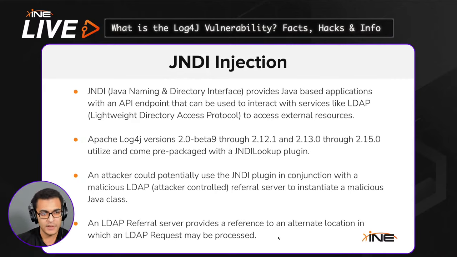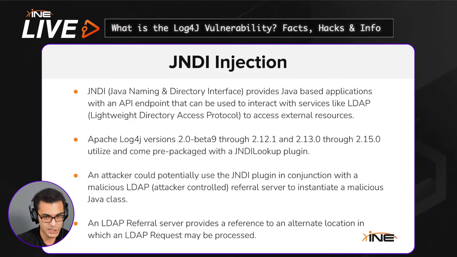All right, so we've spoken briefly about JNDI. So what is JNDI? Well, JNDI stands for the Java Naming and Directory Interface. And the key that you need to take a look at there is the directory interface. So JNDI essentially provides Java-based applications with an API endpoint that can be used to interact with services like LDAP, which stands for the Lightweight Directory Access Protocol, in order to access external resources. Now, where does JNDI come into play here? Well, in Apache Log4j versions 2.0 beta 9, all the way to 2.15.0, all of these versions of Apache Log4j come prepackaged with a JNDI lookup plugin.